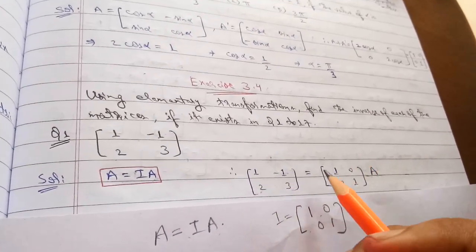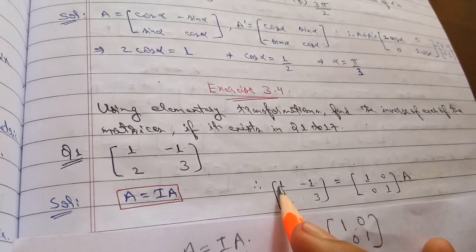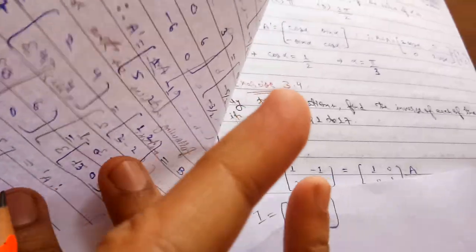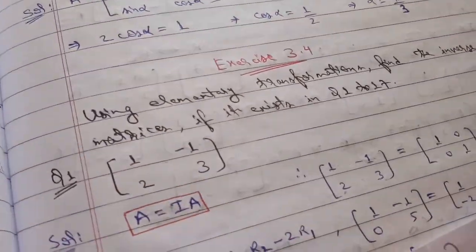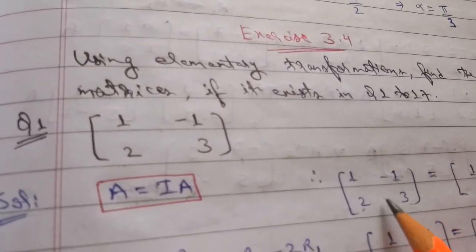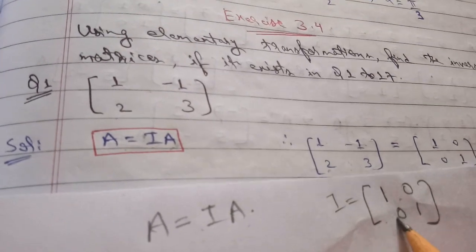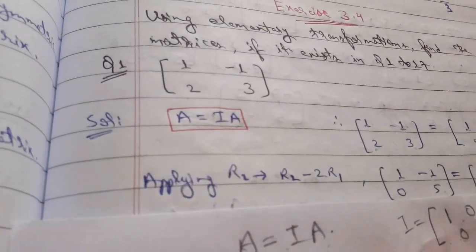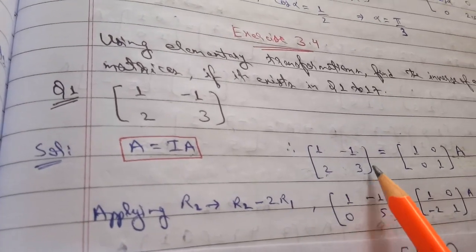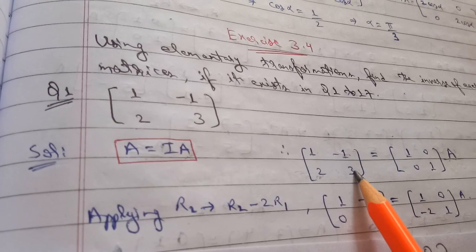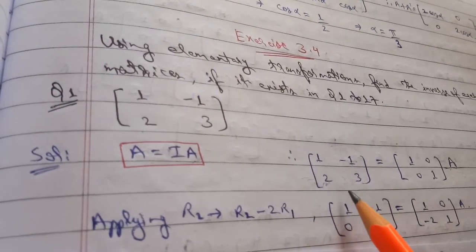So what will we do for this? Let's start. 1 we have already got, right? So 1 we will not change. We will try to change this 2. What do we want here? We want 0 here, right? So we will apply a row transformation, that is row 2. What will we do? Row 2, that means this 2 minus 2 times row 1.